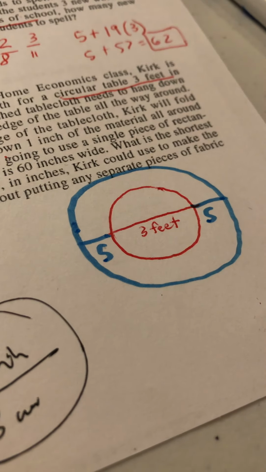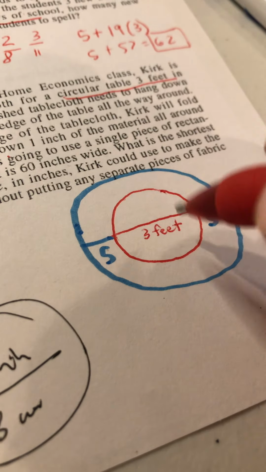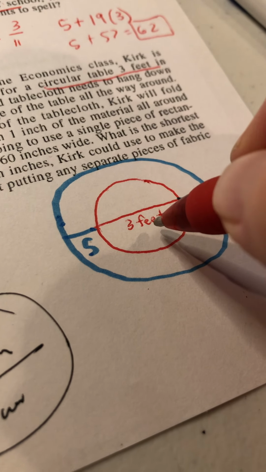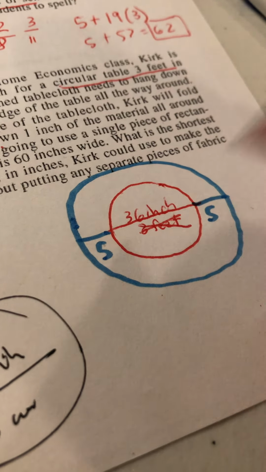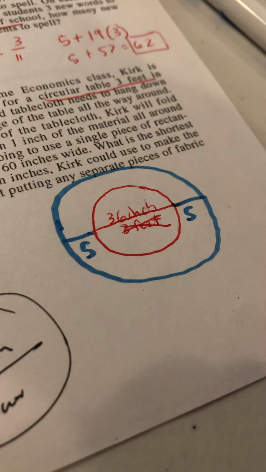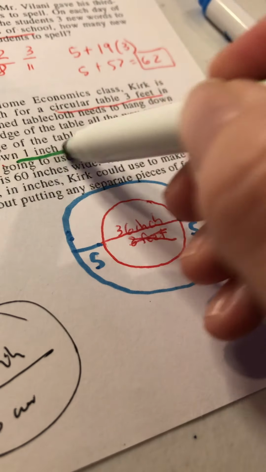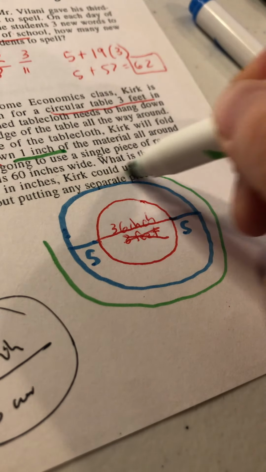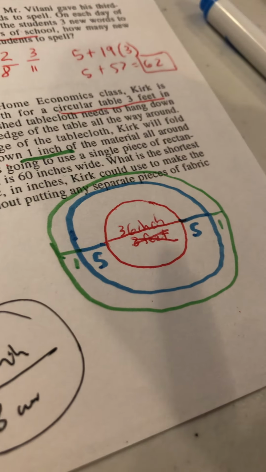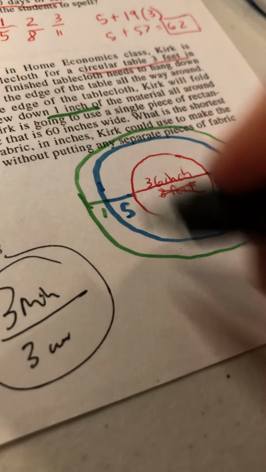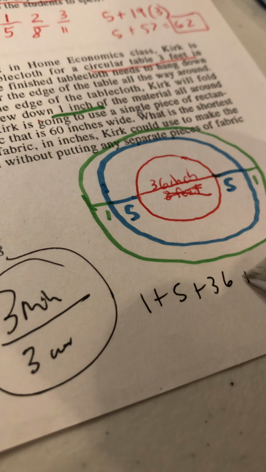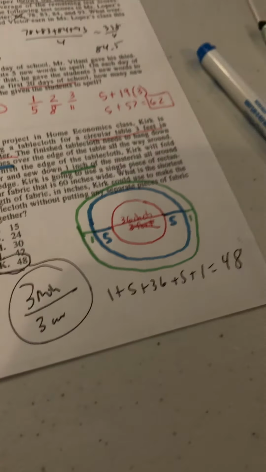Oh, we just switched. It looks like everything else is in inches. So how many inches are in a foot? That's right, 12. So 12 times 3 makes this 36 inches. So no longer 3 feet. Then it says, to finish the edge, Kirk will fold under another 1 inch. So we're going to go across all the way around 1 inch, 1 inch. And it says it's 60 inches wide. How far does he need to go? So if I went 1 plus 5 plus 36 plus 5 plus 1, that's 48. And so that's as much as they need.